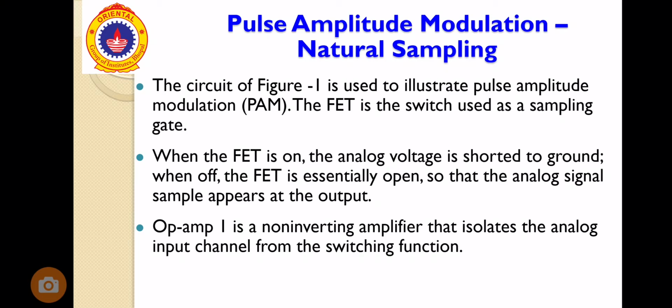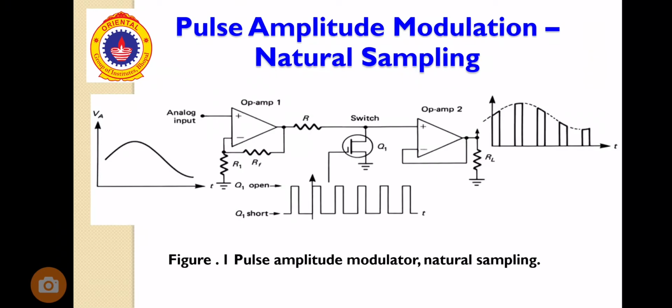When this FET is on, the analog voltage is shorted to ground. And when it is off, the FET is essentially open, so the analog signal sample appears at the output. We are using an op-amp as a non-inverting amplifier that isolates the analog input channel from the switching function. This is the natural sampler circuit, op-amp 1 and op-amp 2. In the first op-amp, we are applying the analog input. The output of op-amp 1 goes through the switch and the output of the switch goes to op-amp 2. To the switch, we are applying the train of pulses. We are multiplying the analog signal with the train of pulses.